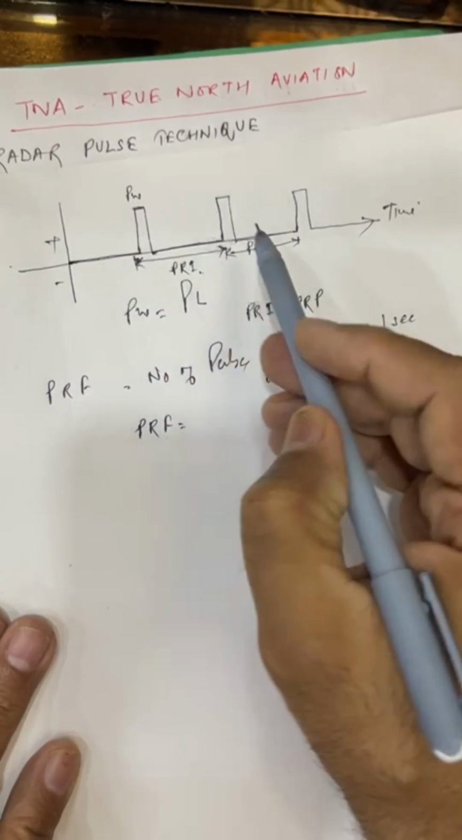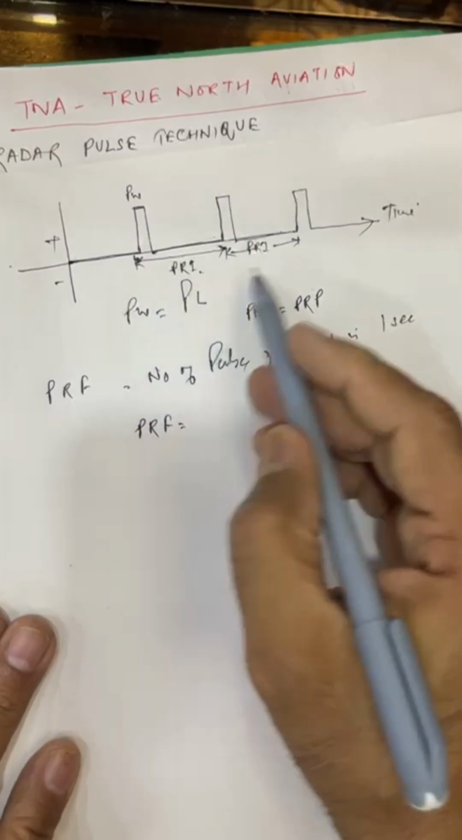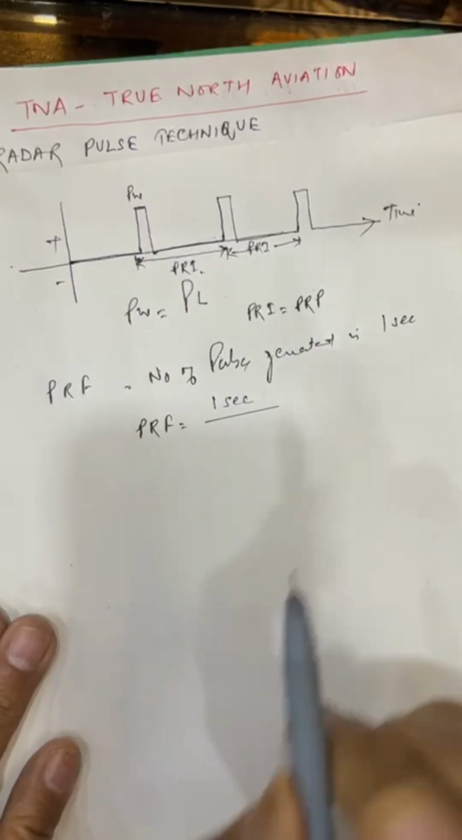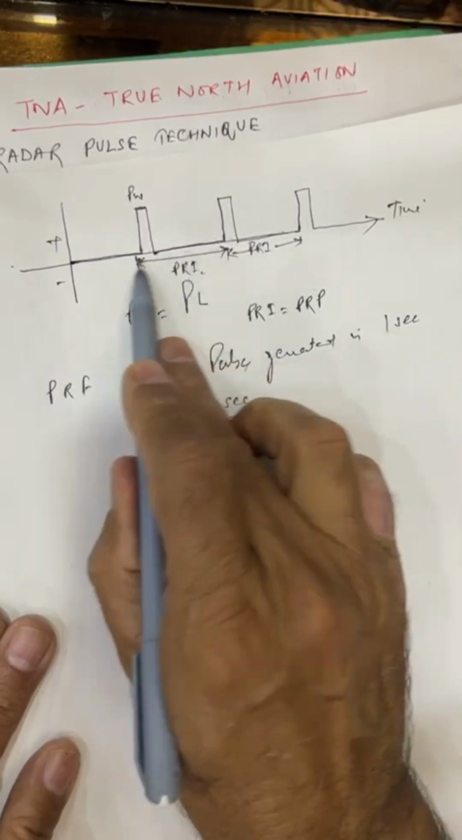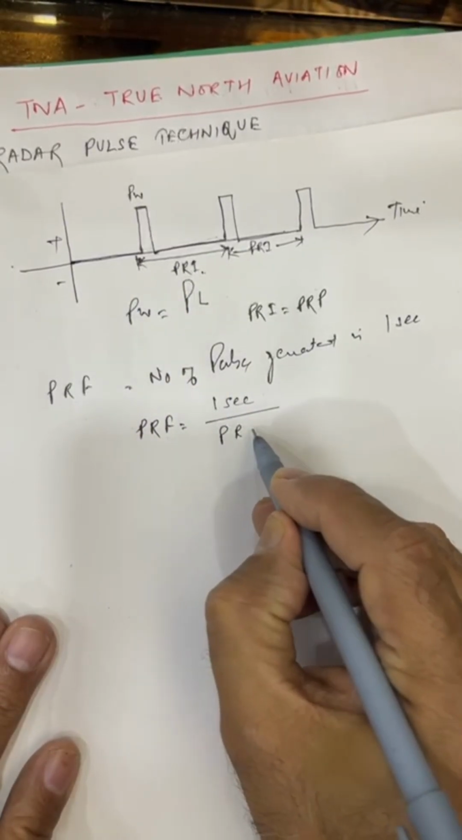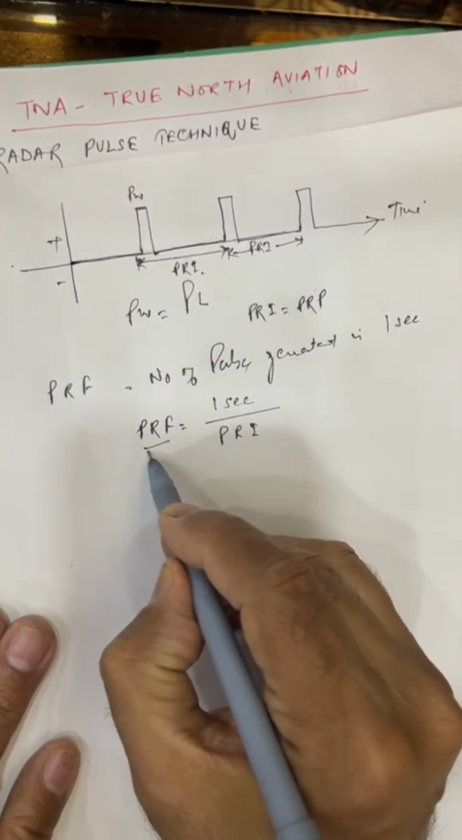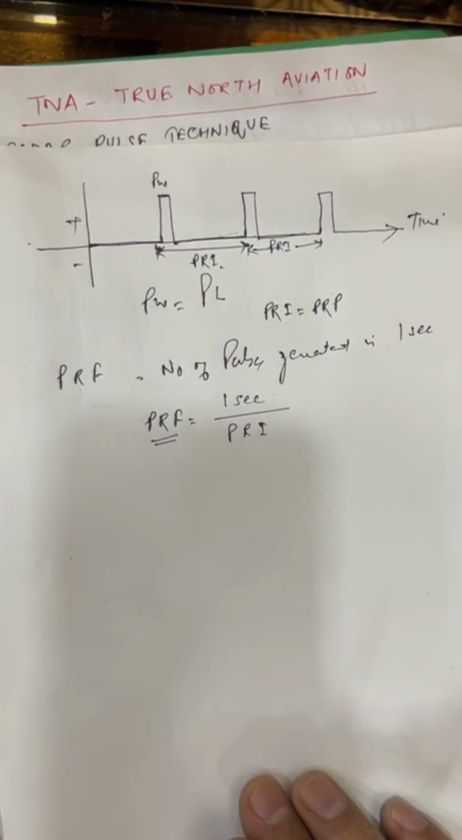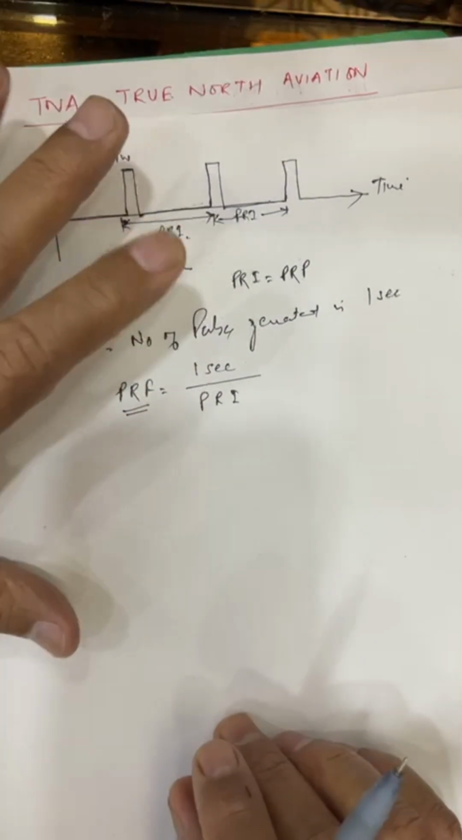this is the time interval, this is the time interval. Let's take the time interval. We have taken this 1 second. Number of pulses in 1 second is 1 second divided by PRI. Then you can calculate PRF. If you divide 1 second by PRI, you can calculate PRF.